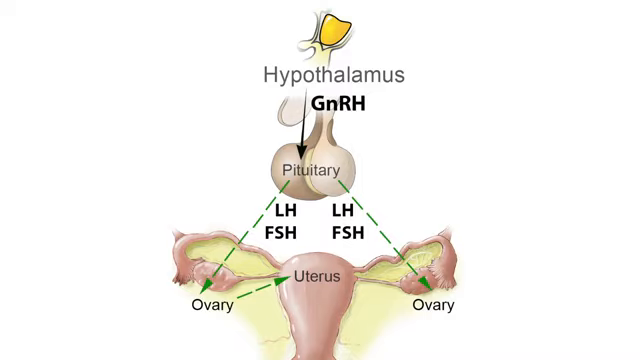Leuprolide is a GnRH analog, so it works by binding the GnRH receptors. Remember that normally the hypothalamus releases GnRH in a pulsatile fashion, and the GnRH then stimulates the anterior pituitary to release FSH and LH, which act on the ovaries to produce estrogen and promote ovulation.